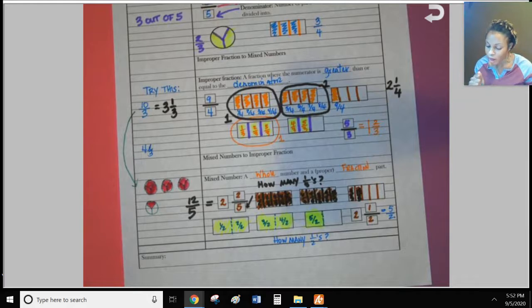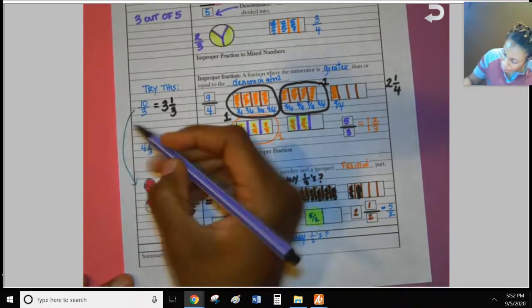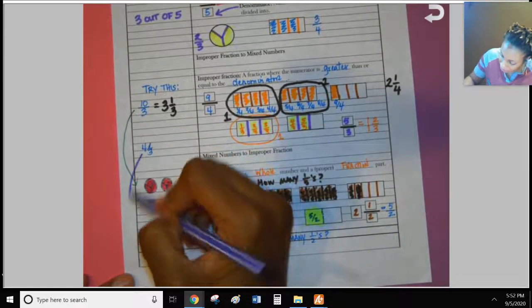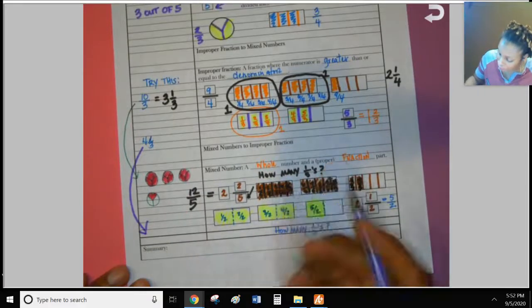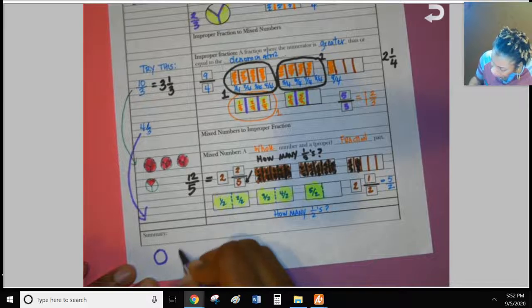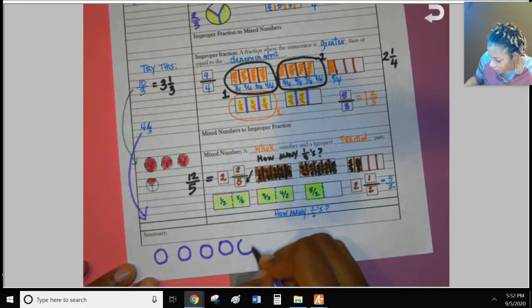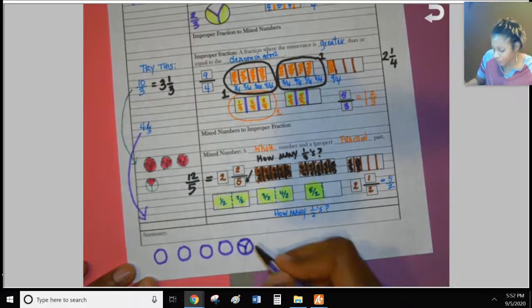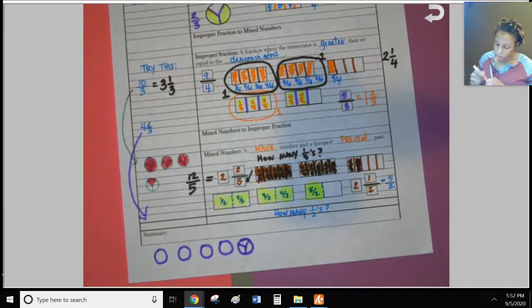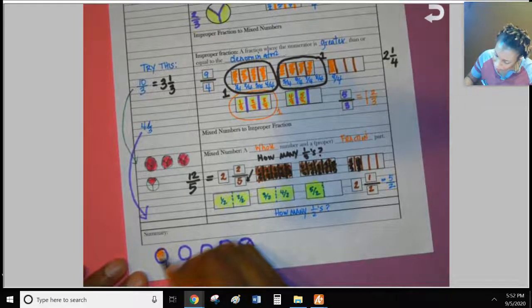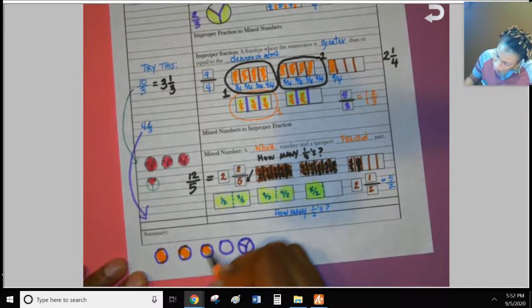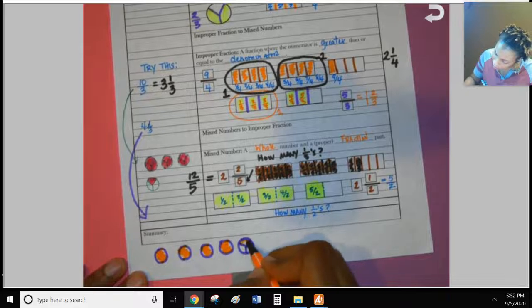What about 4 and 1/3? So 4 and 1/3 means that I'm going to have to draw 4 whole circles. And again, I'm just going to sneak down here and do it. So 1, 2, 3, 4. And I know in the last one, I'm going to have 1 out of 3. So shade in 1, 2, 3, 4, and 1 out of 3.